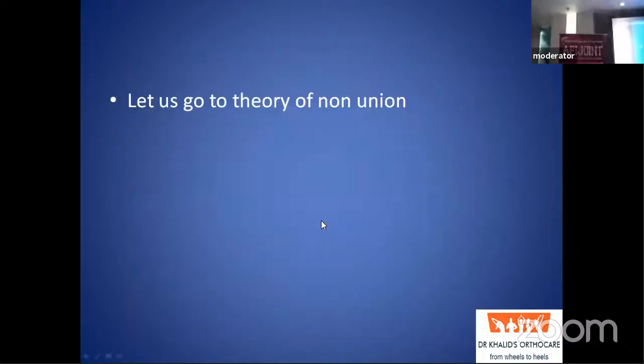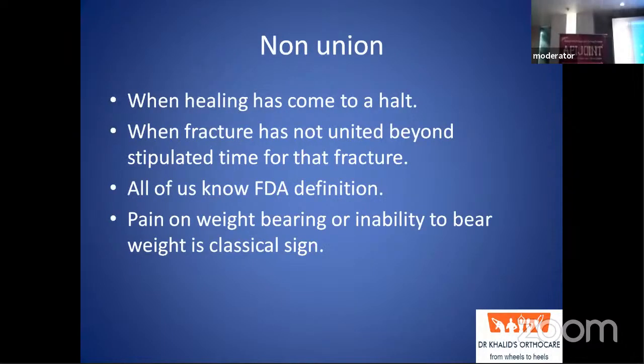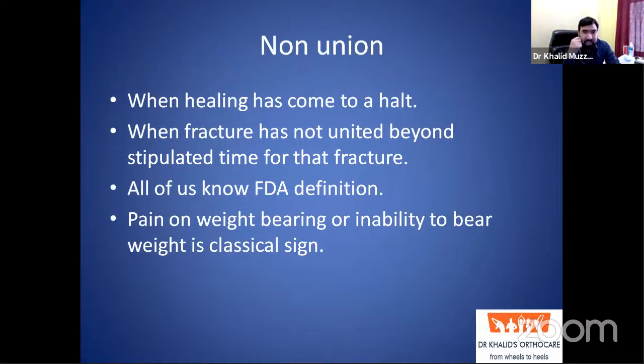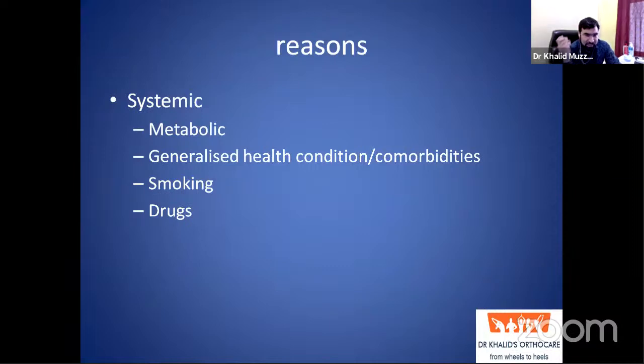So let's go to the theory of non-union first. When fracture healing has come to a halt, or when a fracture has not united beyond the stipulated time for that fracture, we all know the FDA definition. Pain on weight bearing or inability to use the limb is the classical sign. So reasons can be many.